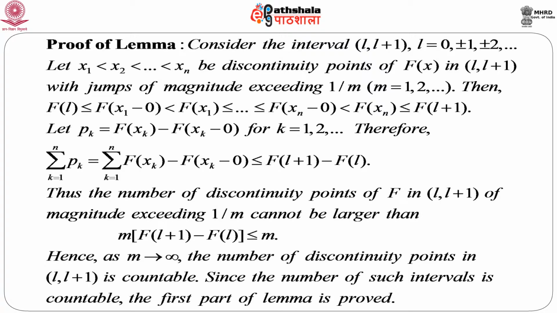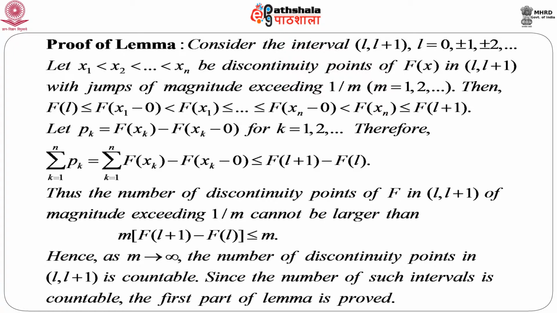First, consider this interval L to L plus 1, where L can take any integer value 0, plus minus 1, plus minus 2 and so on. Let us also consider the n discontinuity points of F(x) that lie within this interval L to L plus 1, where there is an order among them, that is x_1 less than x_2 less than ... less than x_n. And these are discontinuity points of F(x) with jumps of magnitude exceeding 1 by m. Now, remember m equals 1, 2 and so on; m must be a positive integer.